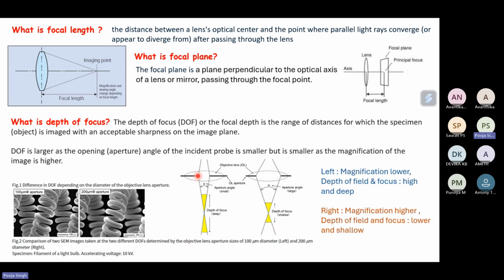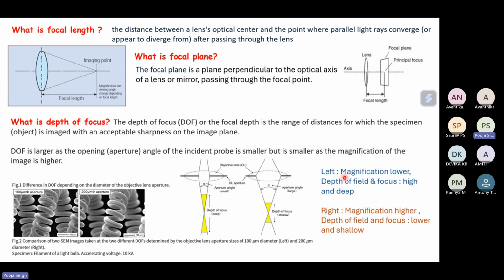But if you have a smaller aperture, you can see that the depth of focus is deeper. Up to this much distance you can see. So a smaller aperture, or a smaller opening, will give you a larger or deeper depth of focus, and a larger aperture angle will give you a smaller depth of focus.